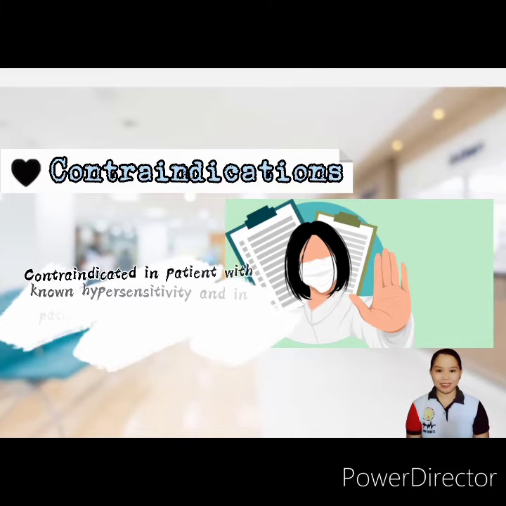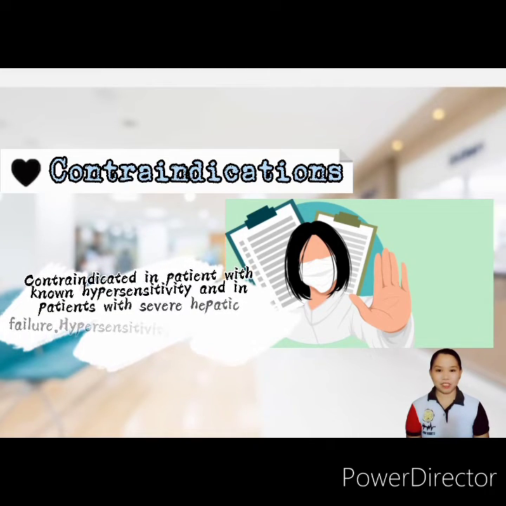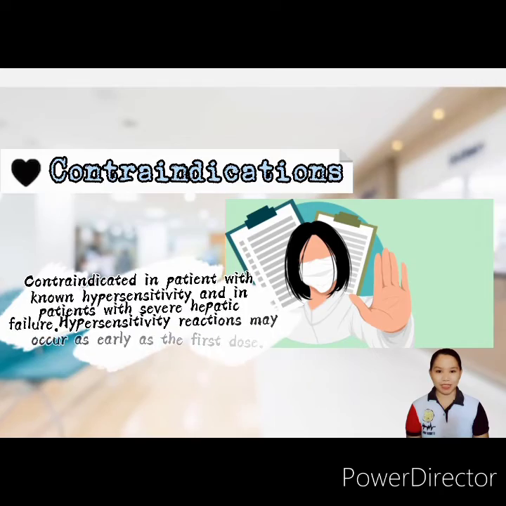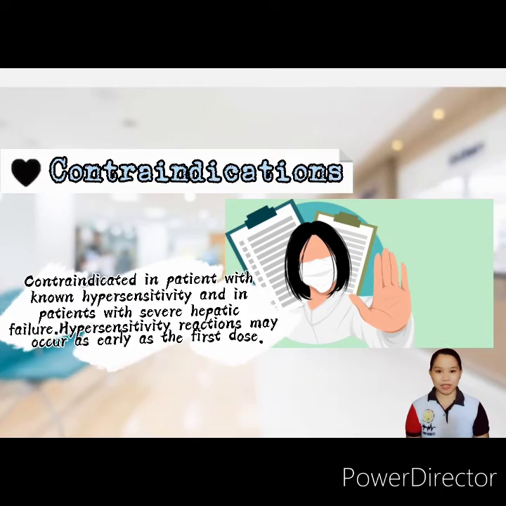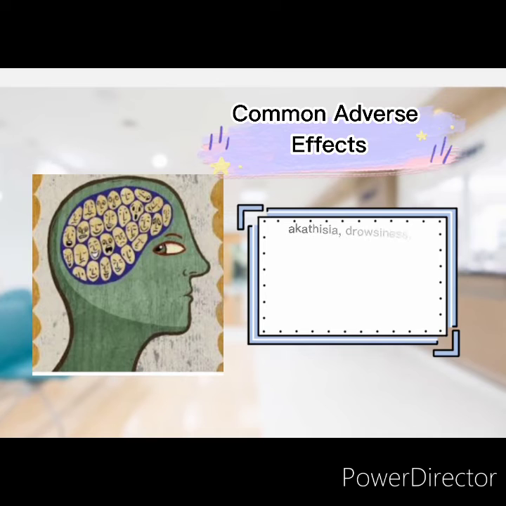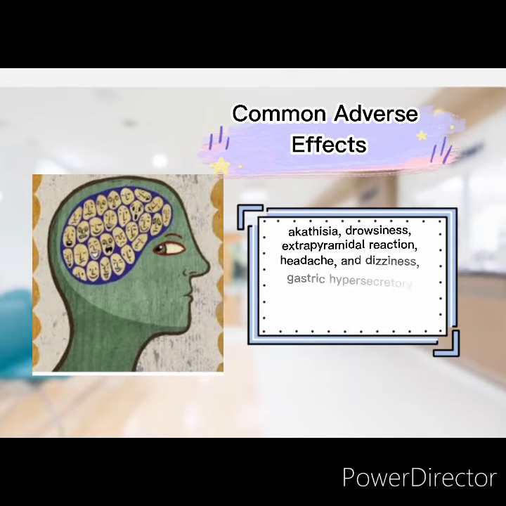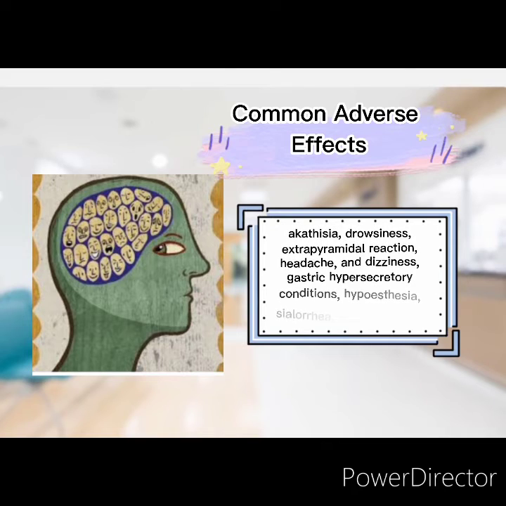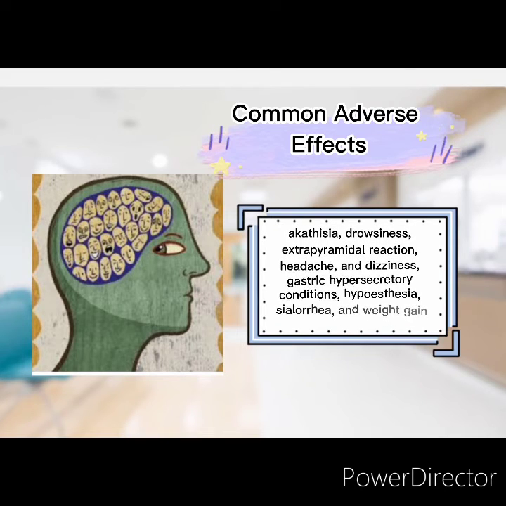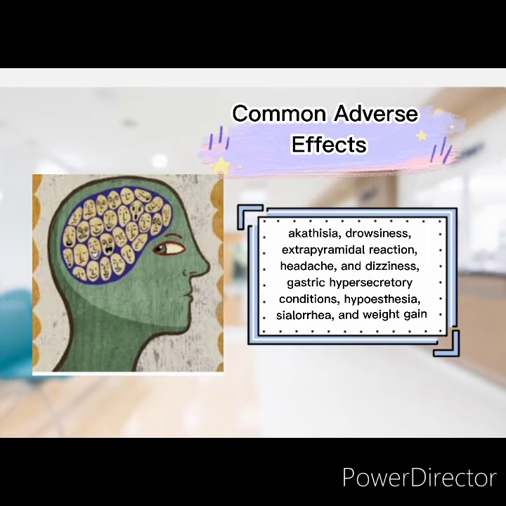Contraindications. The drug is contraindicated in patients with known hypersensitivity and in patients with severe hepatic failure. Hypersensitivity reactions may occur as early as the first dose. The common adverse effects of the drug: akathisia, drowsiness, extrapyramidal reaction, headache and dizziness, gastric hypersecretory conditions, hypoesthesia, sialorrhea, and weight gain.